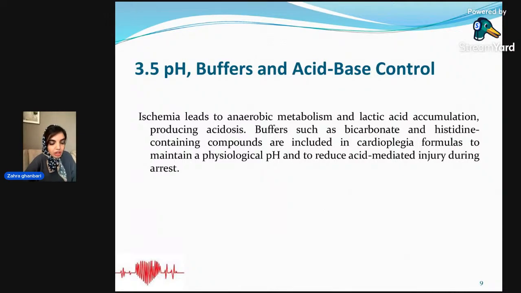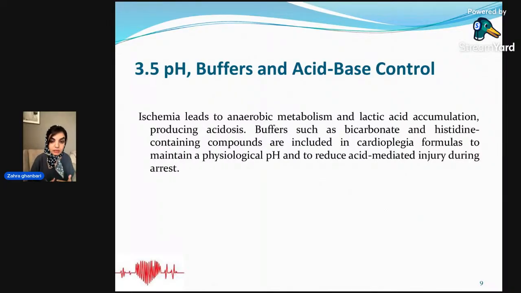interpret ABG, arterial blood gases, you have to do three steps. Step one, please look at the pH. The normal range, I said, is 7.35 to 7.45. More than this range means the patient faces alkalosis, and less than this means the patient faces acidosis.